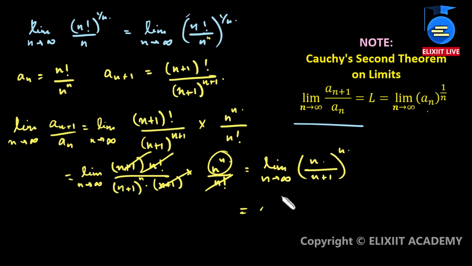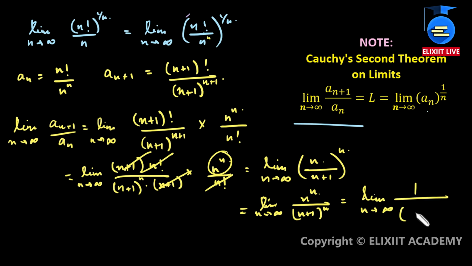We can write this as limit n tends to infinity, n to the power n upon n plus 1 whole to the power n. So this we can simplify as limit n tends to infinity 1 upon 1 plus 1 upon n whole to the power n. The same limit, which is, how much is this? So as n tends to infinity, this tends to e, so this is actually 1 upon e over here.